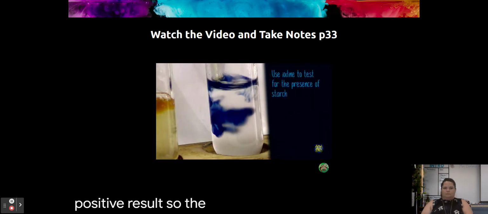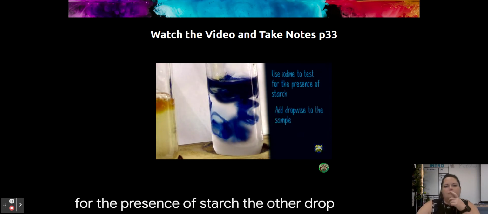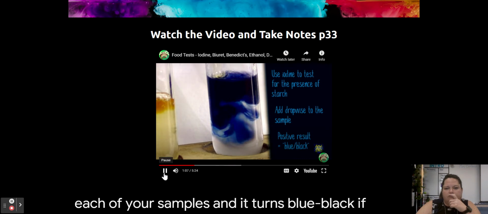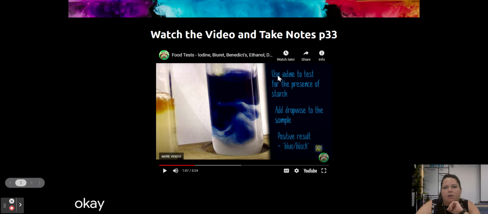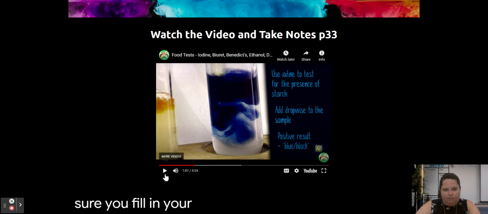So, to summarise, we use iodine to test for the presence of starch. You add it drop-wise to each of your samples, and it turns blue-black if starch is present. All right, you're going to pause it here, okay? Look at this information, write it down, okay? Make sure you fill in your information from there.